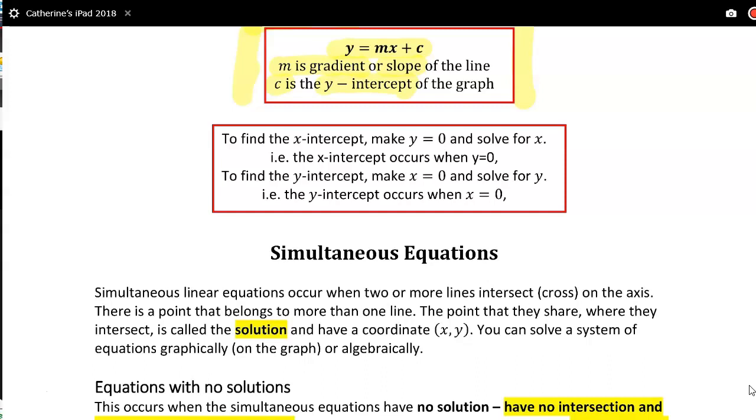Couple of other little things that you absolutely should remember: to find the x-intercept, make y equal to 0 and solve for x. And to find the y-intercept, make x equal to 0 and solve for y. So you absolutely have to remember the x-intercept occurs when y is equal to 0 and the y-intercept occurs when x is equal to 0. Those are facts you absolutely have to remember.